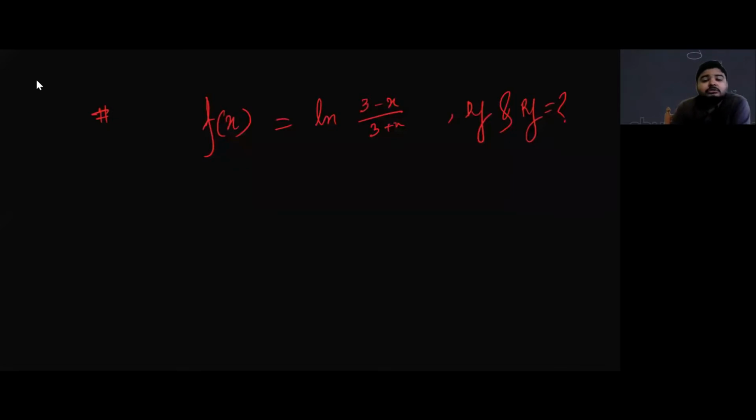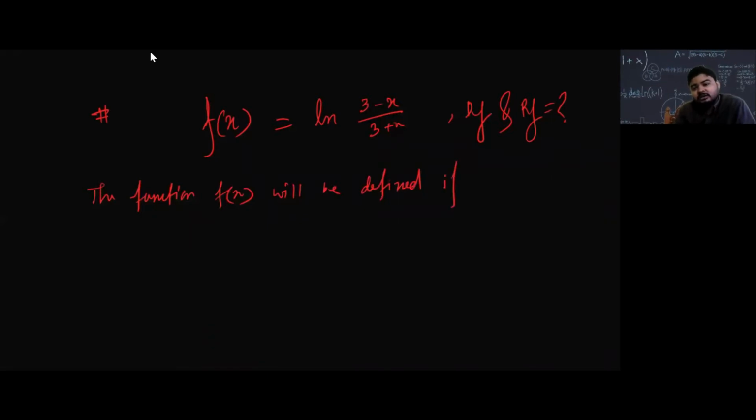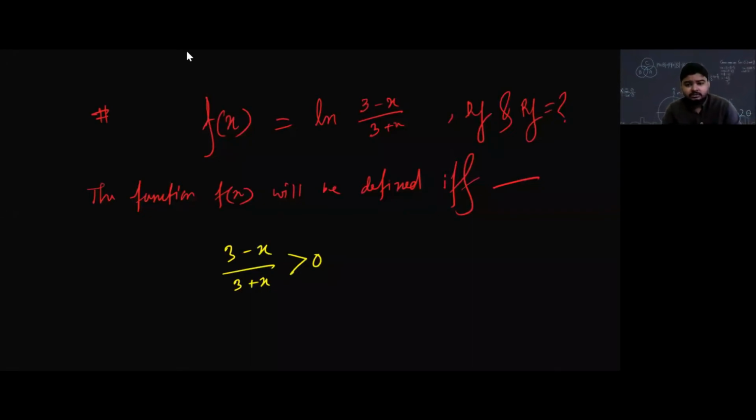now to solve this one, so this is a logarithmic function, and what type of logarithm is this? This is the natural logarithm. Okay, and we can continue this. The log is defined only for values greater than zero, I mean the positive values. So we can say the function f of x will be defined if and only if, in what case? If (3 minus x) divided by (3 plus x), this term is greater than 0, right?